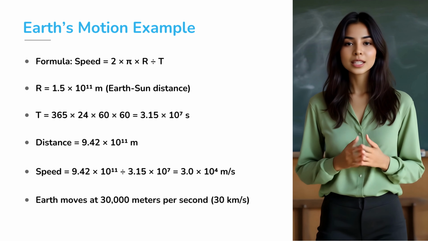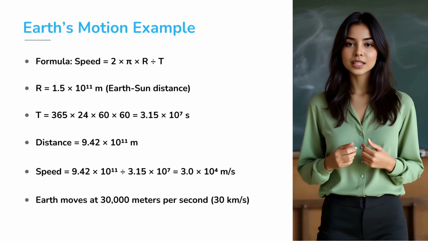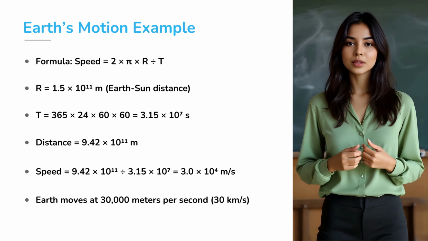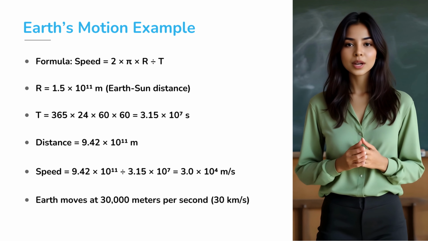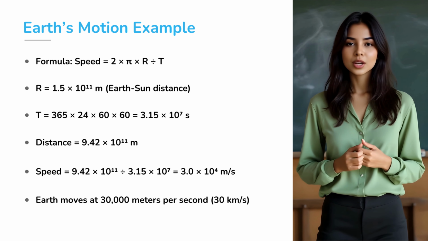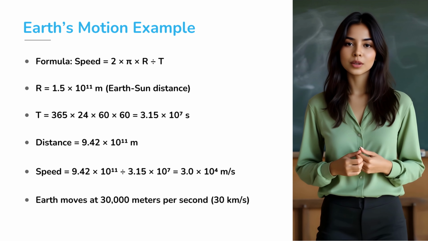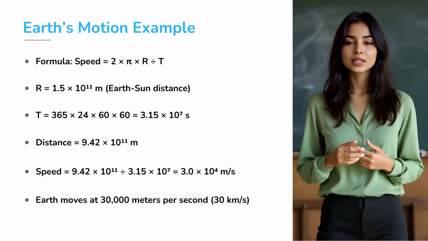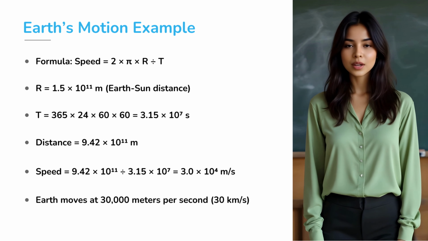Let's end with a fascinating example that shows just how fast we're all moving through space. Without even realizing it, we're going to calculate the average speed of the Earth as it orbits the Sun. The formula we'll use is speed equals 2πR divided by T. Let's calculate the distance Earth travels in 1 year. Distance equals 2 × 3.14 × 1.5 × 10^11, which gives us 9.42 × 10^11 meters.